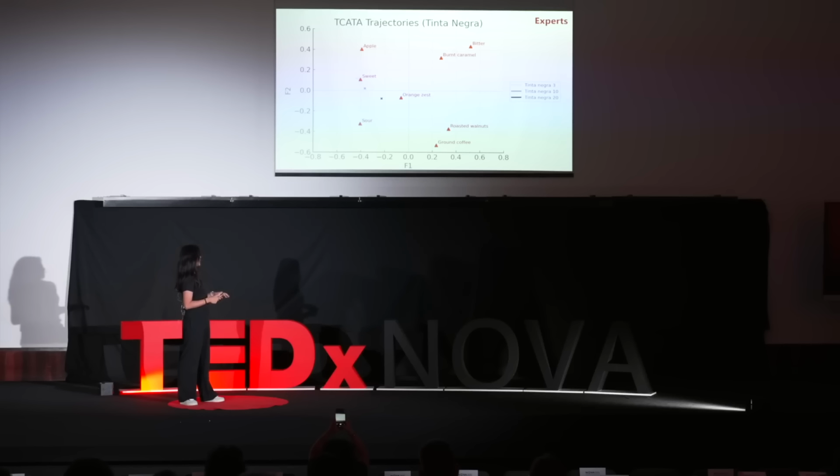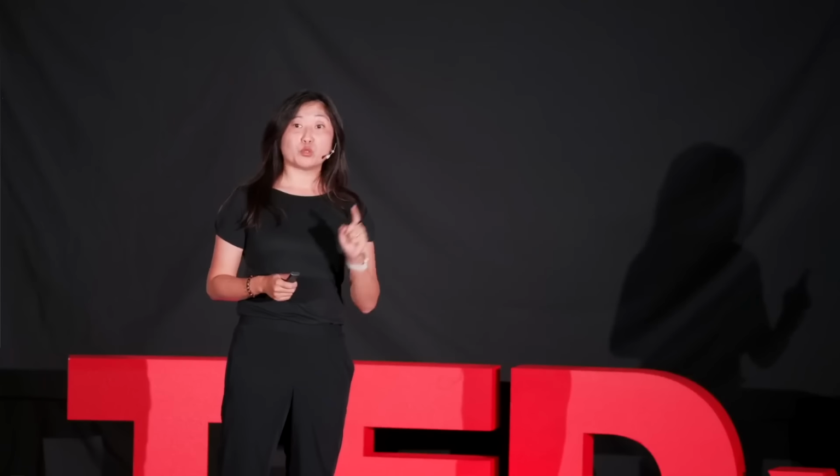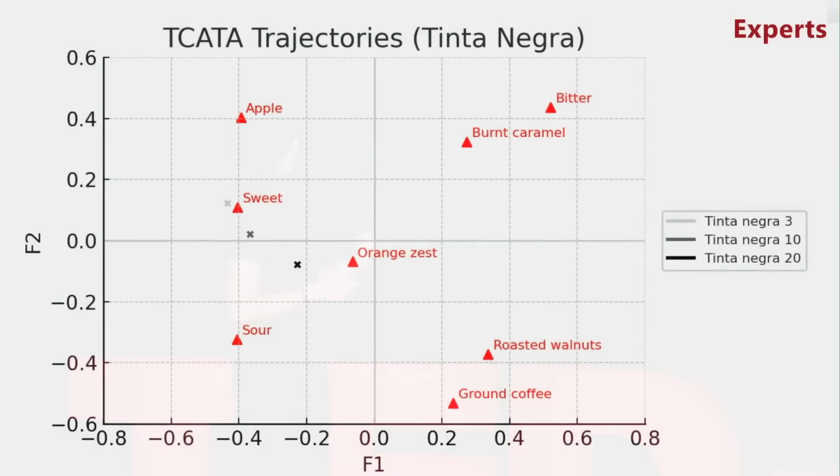So let me just talk you through it really quickly. What you're about to see is the temporal trajectory of how the wines change in the mouth over time. The simple way to interpret this graph is if you're closer to, for example, orange zest in the middle, the closer the line gets to orange zest, the more you taste orange zest. The closer the line gets to bitter, the more you taste bitter.